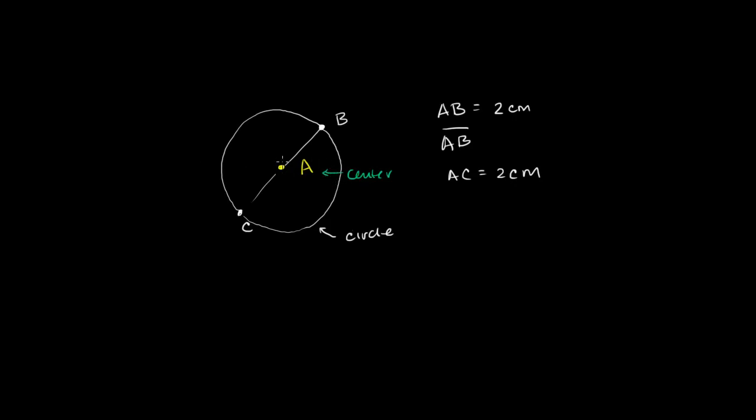What I want to do is think about what line segment AB is. AB connects the center, and it connects a point on the circle itself. Remember, the circle itself is all the points that are equal distance from the center. So any line segment, I should say, that connects the center to a point on the circle, we would call a radius. And so the length of the radius AB over here is equal to 2 centimeters. And you're probably already familiar with the word radius, but I'm just being a little bit more formal.